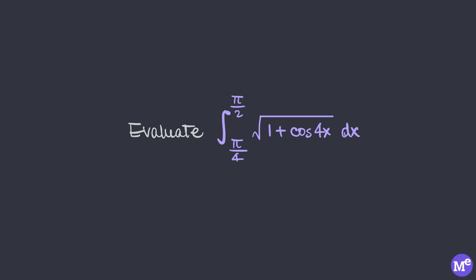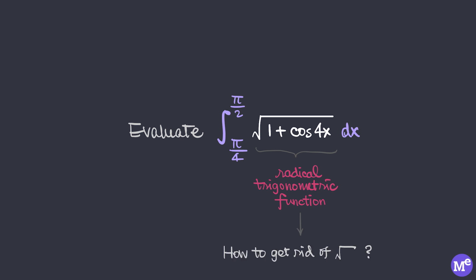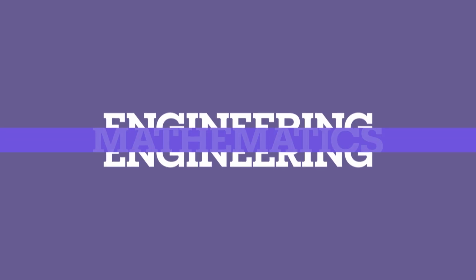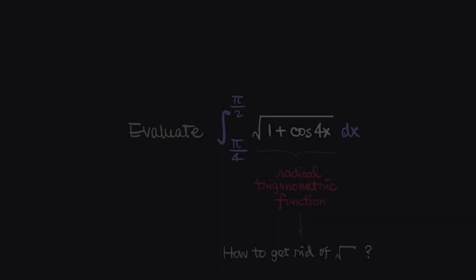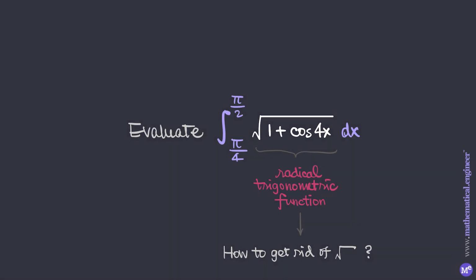The integrand here is a radical trigonometric function. The square root is the major obstacle. To get rid of that, we need to think about how to convert what is underneath it into a perfect square. This thought points me to the double angle formula for cosine, where I can find the square of either sine or cosine in a term by itself.